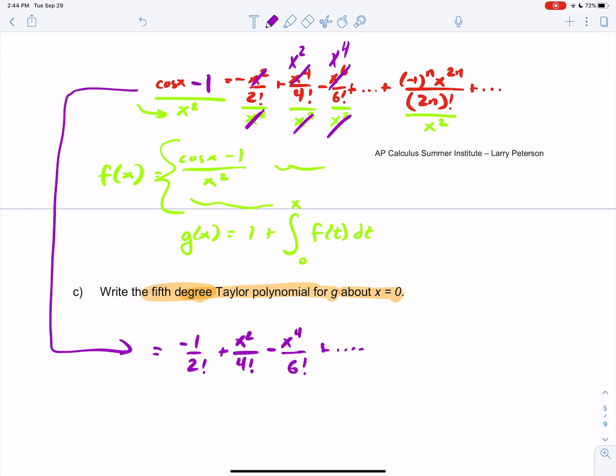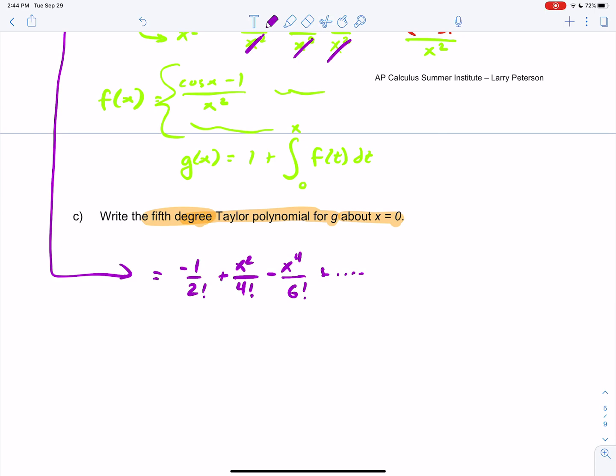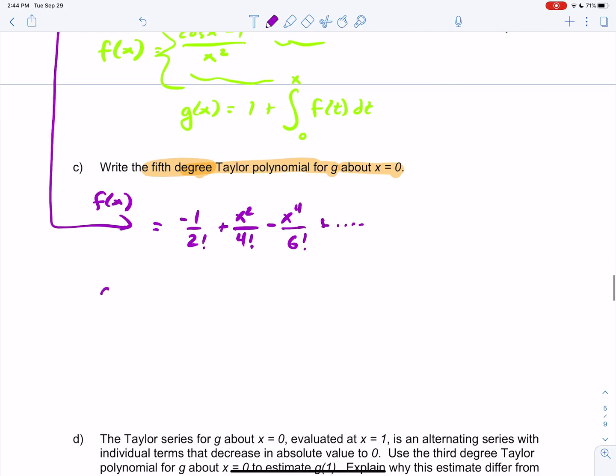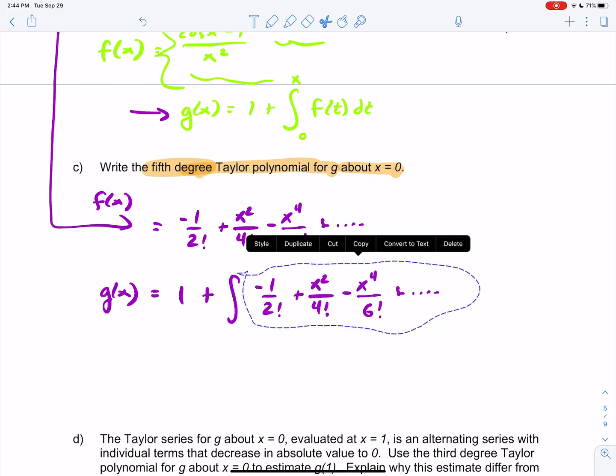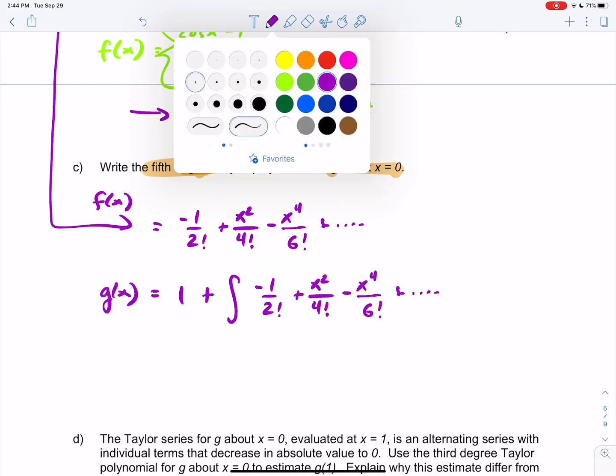Now, that's the expansion. It keeps going, okay? So that's the expansion for f. G is 1 plus the integral of f. So 1 plus the integral of all that. I'm going to group that so that it's proper.